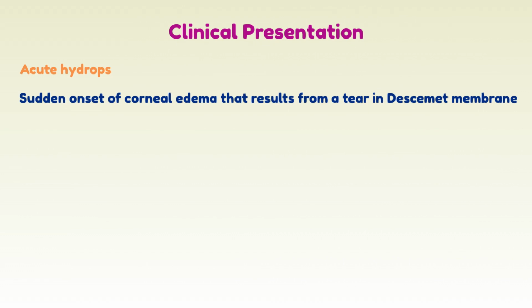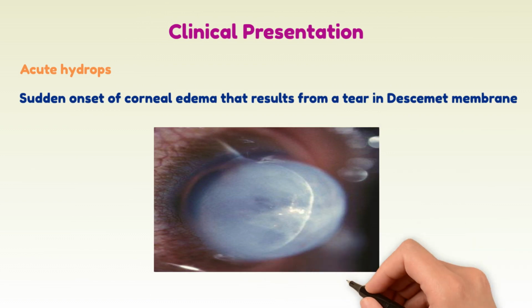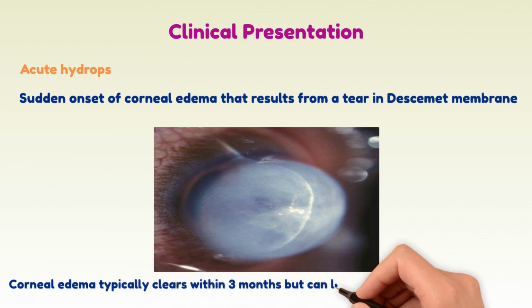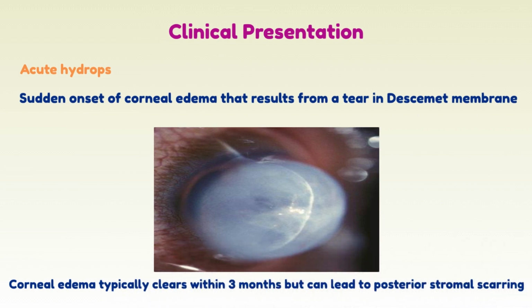Therefore, it is important to caution these patients against eye rubbing because it contributes to disease progression and increases the risk of hydrops in advanced cases. Here is the clinical photo of acute hydrops, showing a corneal edema due to sudden rupture of Descemet membrane. It's important to know that corneal edema typically clears within 3 months, but it can lead to posterior stromal scarring.